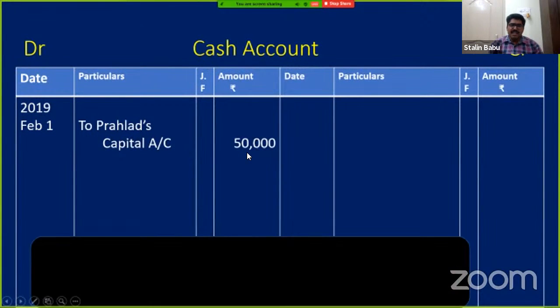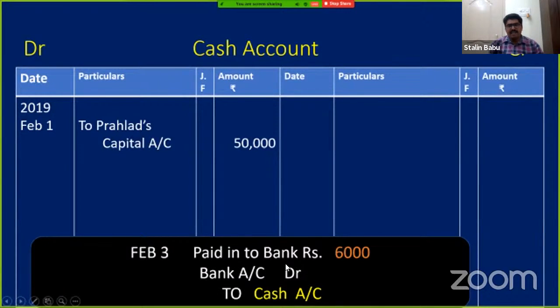See the next transaction. On February 3rd, paid into bank. So what is the journal entry? Bank account debit to cash account. Is the cash account debited or credited? It is credited in the journal entry. So we have to post on the credit side.